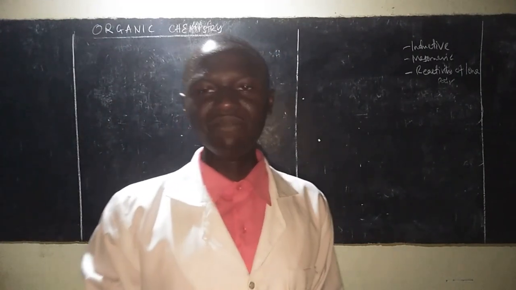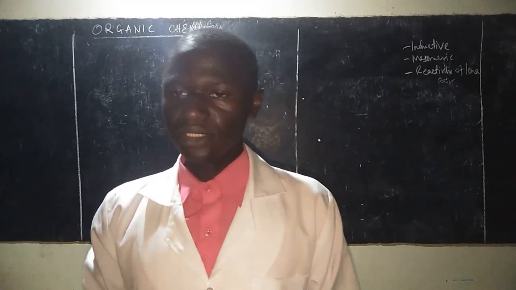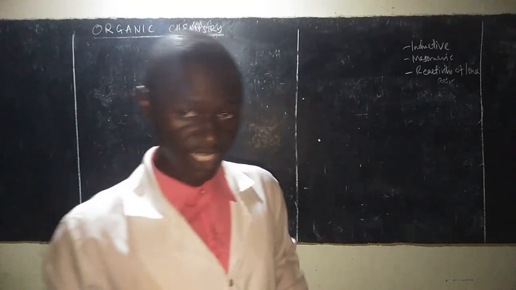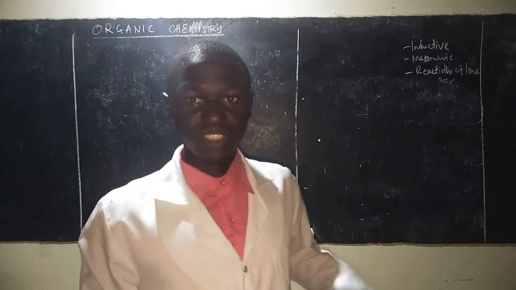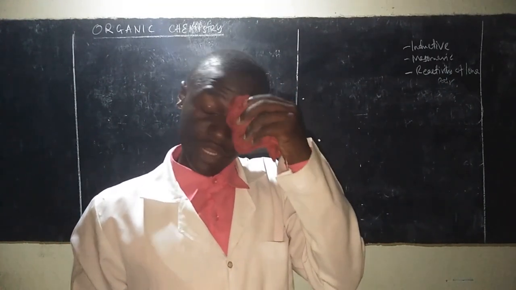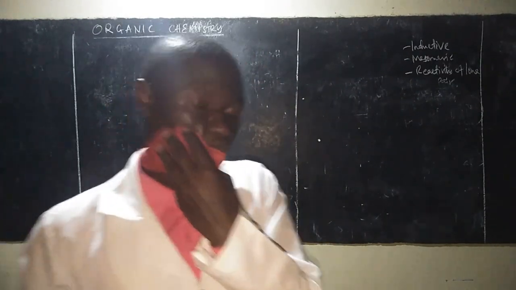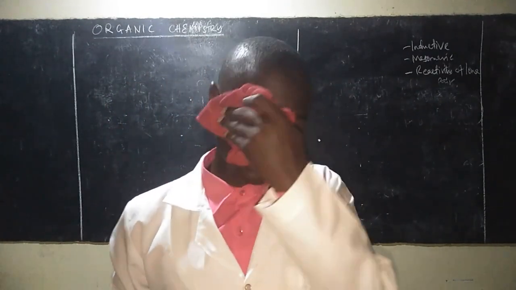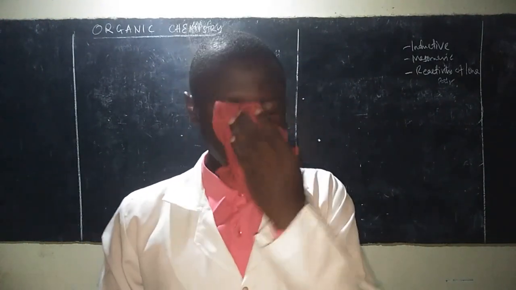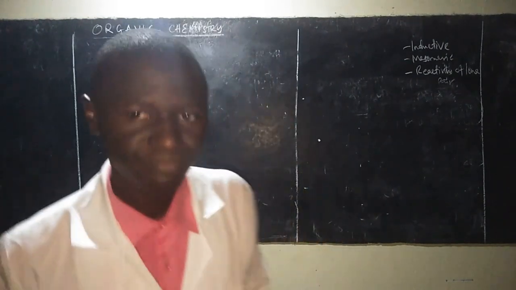Now, what do we mean when we talk of the major and minor products? If we are doing reactions involving alkene and alkyne, we generally have two products, the major one and the minor. When we talk of the major, that means its concentration in the solution is higher as compared with the minor one. So the minor product contains a lower concentration as compared with the major one.